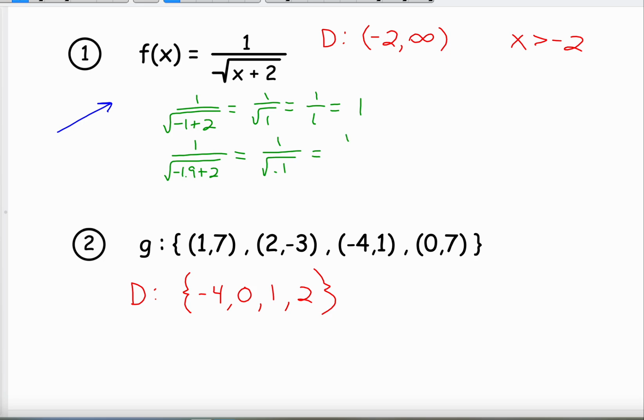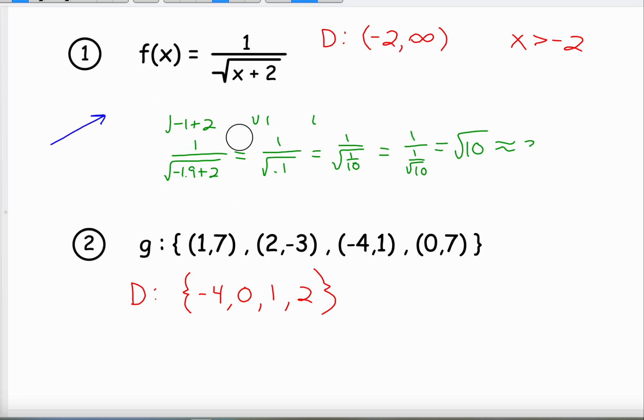That's 1 divided by the square root of 1/10. What's that? That's 1 divided by the square root of 1 is 1 and the square root of 10. And so we wind up getting the square root of 10, which is about 3 point something. So as I'm picking numbers that are getting closer and closer to -2, I got 1 and then I got 3 point something. Let's keep going.